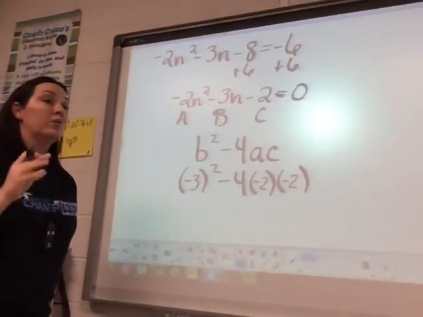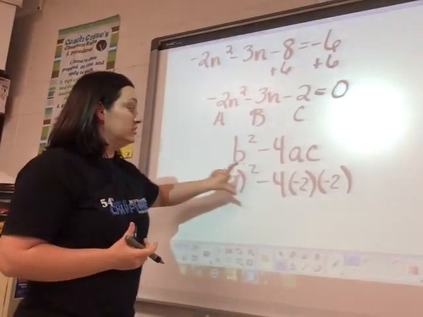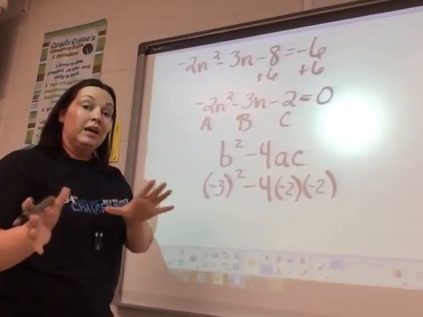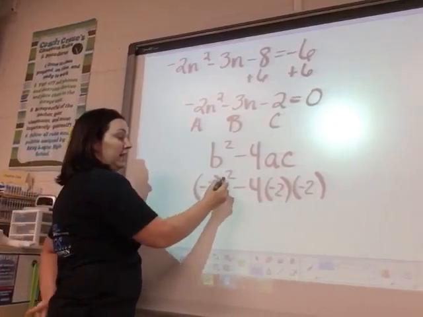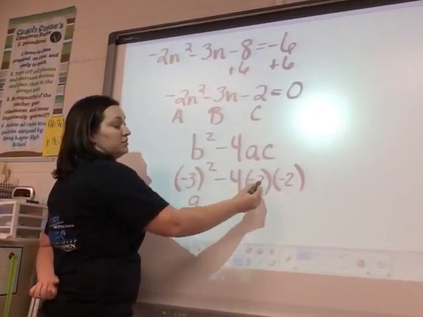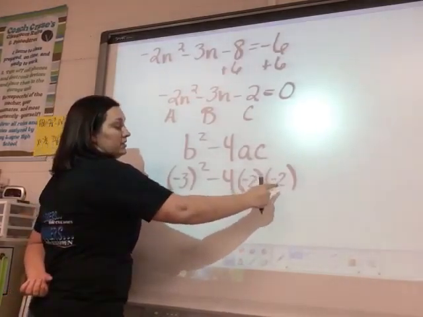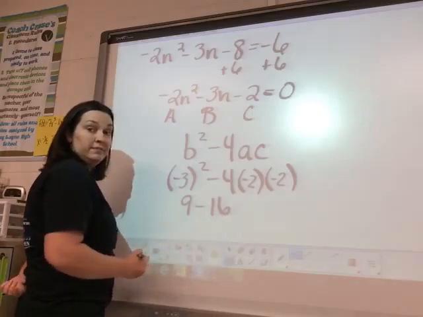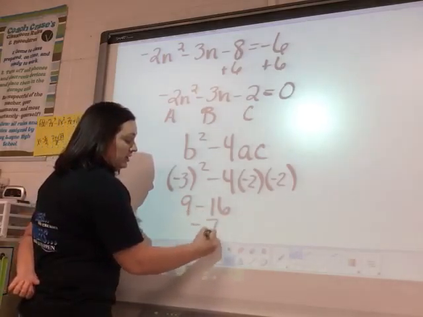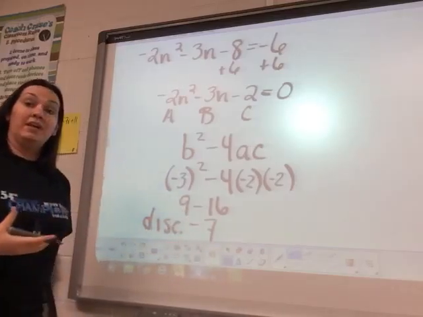And now if you struggle with basic computation, you can actually type this piece just like you see it into a calculator and it will generate an answer. I want to show some computation. Negative 3 squared is going to be 9. Negative and a negative is a positive, times a negative is going to be a negative. 4 times 2 is 8, times 2 is going to be 16. 9 minus 16 is going to be negative 7. So my discriminant in this problem is going to be negative 7.